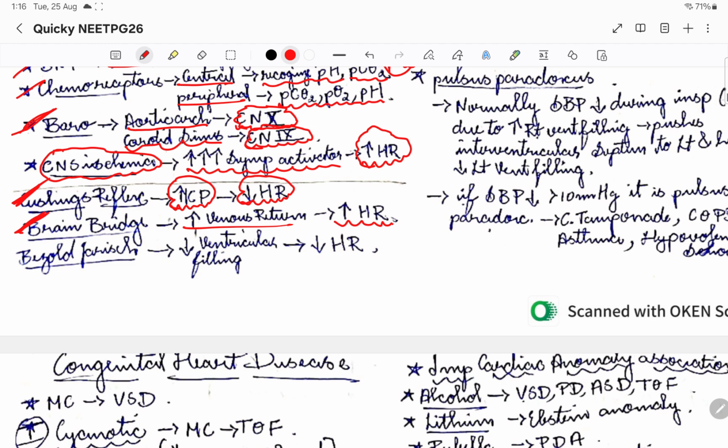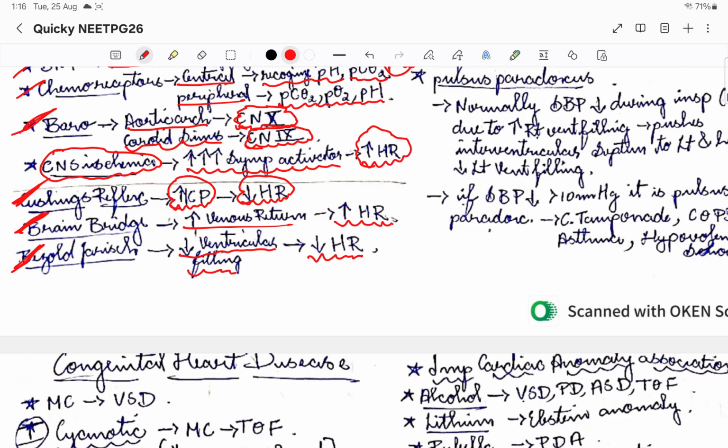So this is called the Bainbridge reflex. And contrary to that, the Bezold-Jarisch reflex: when there is reduced ventricular filling, when there is reduced venous return, the heart will start decreasing the heart rate, so that there is enough time to fill the reduced amount of blood that is coming.